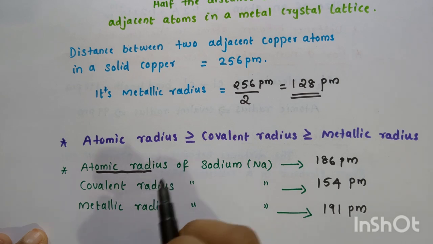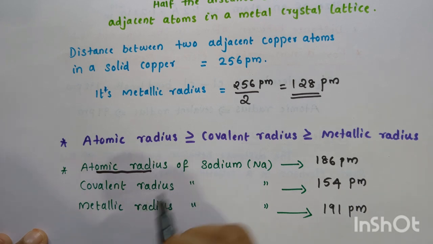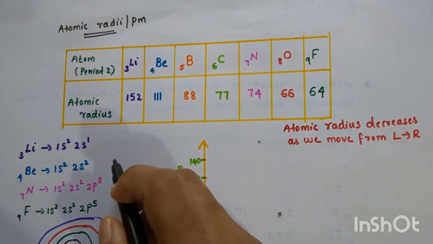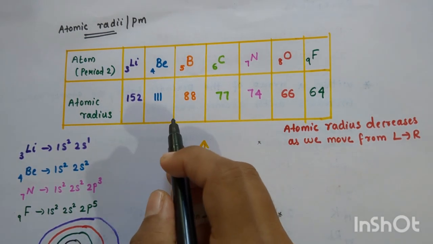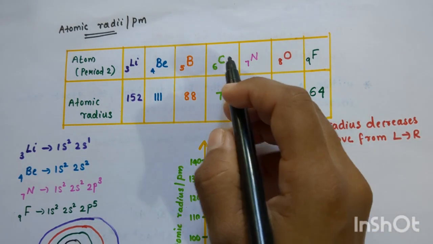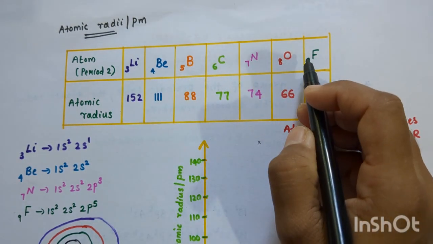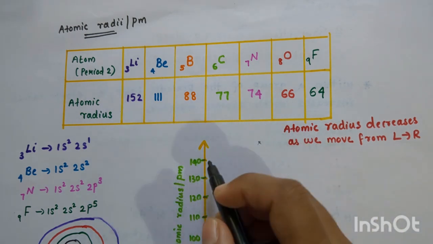The atomic radius can be measured by X-ray or other spectroscopic methods. The atomic radii of a few elements are listed in this table. This is for the second period elements: lithium, beryllium, boron, carbon, nitrogen, oxygen and fluorine. Their atomic radius in picometer are also given here.